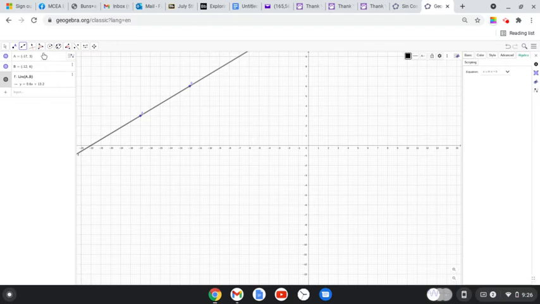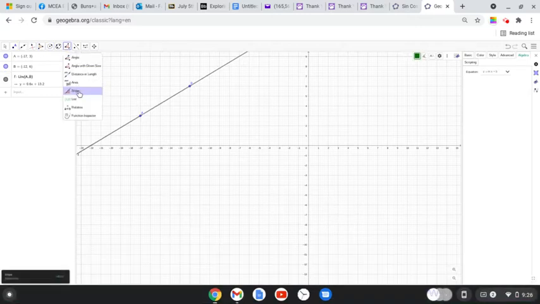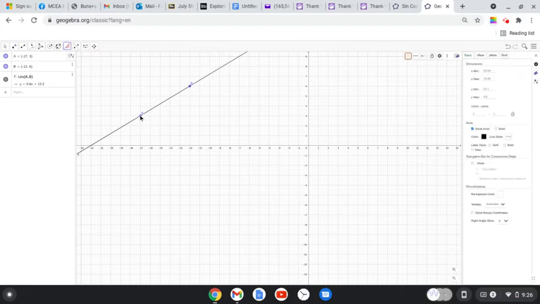I can also ask GeoGebra to give me the slope visually by using the slope tool and going to one of the points on my line. Notice that as soon as I do that, it gives me that letter m, which stands for slope in algebra. And you notice that even visually it shows 0.6, so the students can see that connection. There are a lot of other things that can be done.